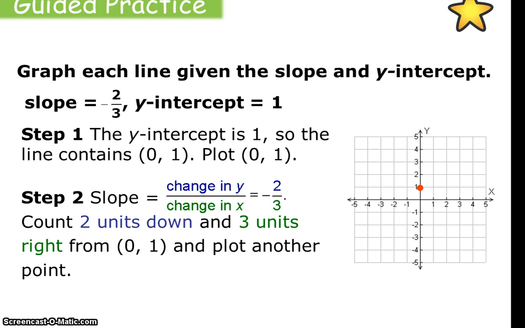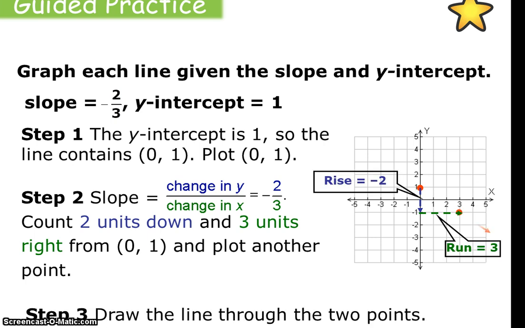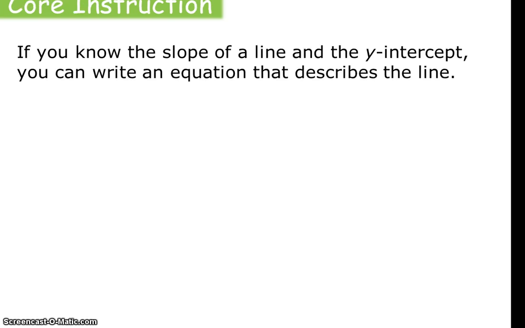And that allows me to plot another point. Down 2 over 3. I could go down 2 and over 3 again, and then connect my dots to make my graph. Did your graph look like this? Hope so.